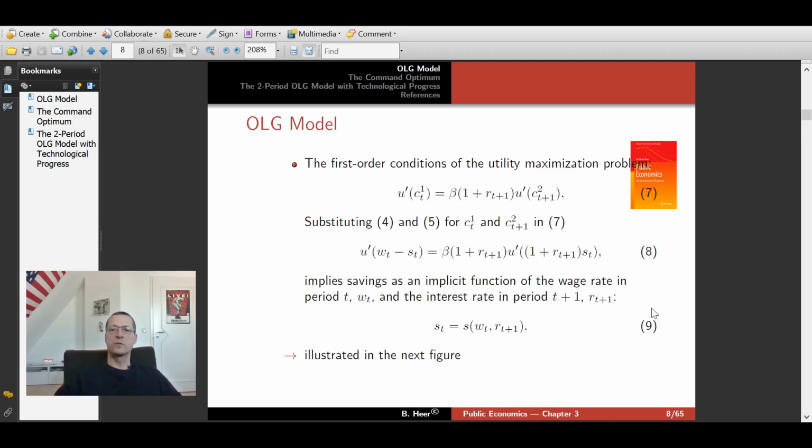your budget constraints into this equation 7. So consumption is equal to wages minus savings on the left-hand side, and next period consumption is 1 plus R times savings on the right-hand side of this equation. And this gives you savings as an implicit function of the wages W and the interest rate RT+1 in the next period.